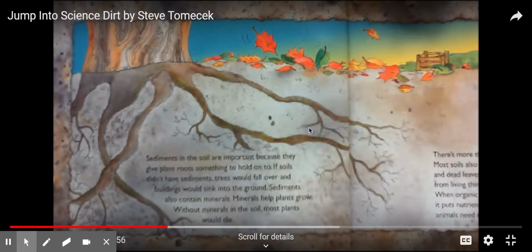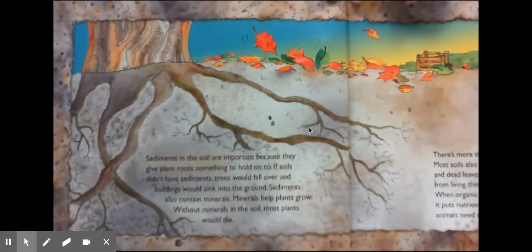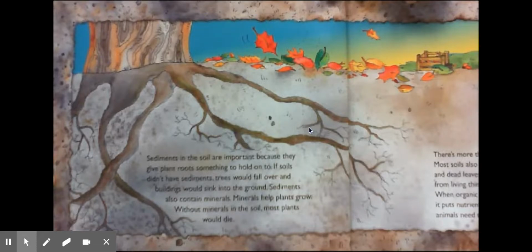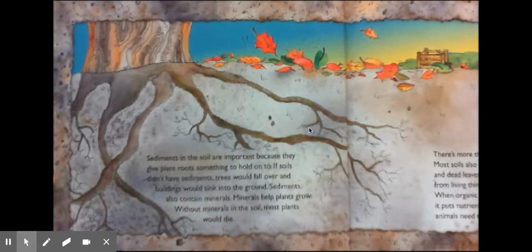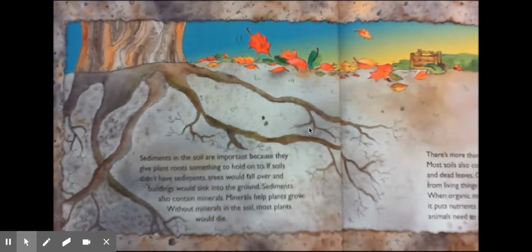Sediments in the soil are important because they give plant roots something to hold on to. If soils didn't have sediments, trees would fall over and buildings would sink into the ground. Sediments also contain minerals. Minerals help plants grow. Without minerals in the soil, most plants would die.